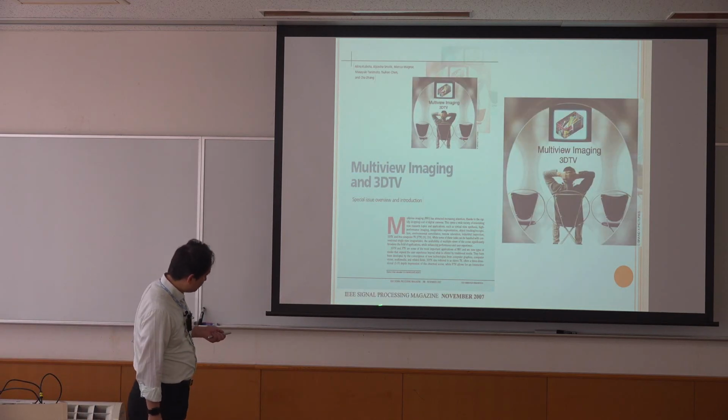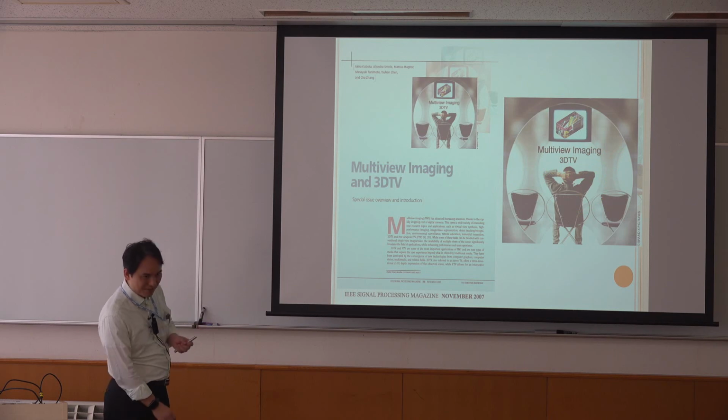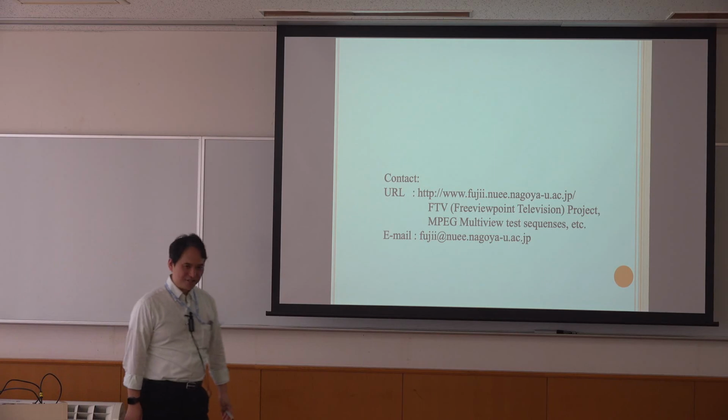And this is the IEEE Signal Processing Magazine, November 2007. Multi-view image 3D TV. He is watching ray space, the 4D scene. Okay. Thank you for your attention.